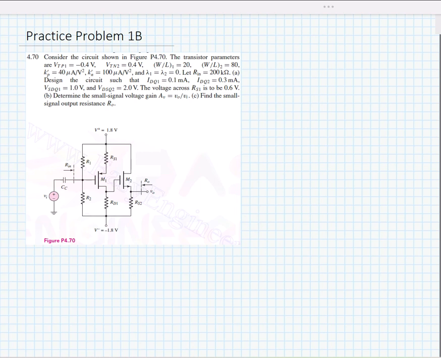So it tells us that the source voltage for the first stage is 0.6 volts. And it further tells us that it wants the drain to source voltage to be 1 volt, which means that the drain voltage of the first stage needs to be minus 0.4 volts.